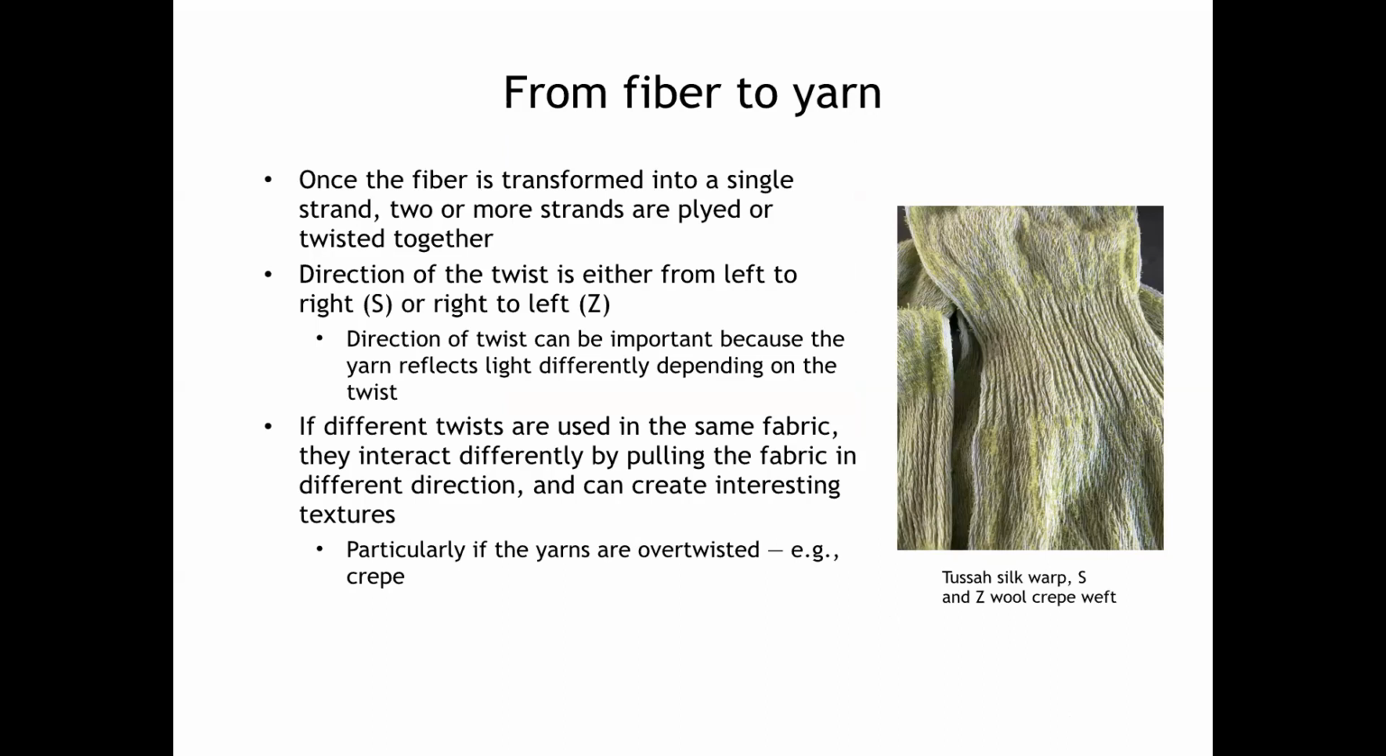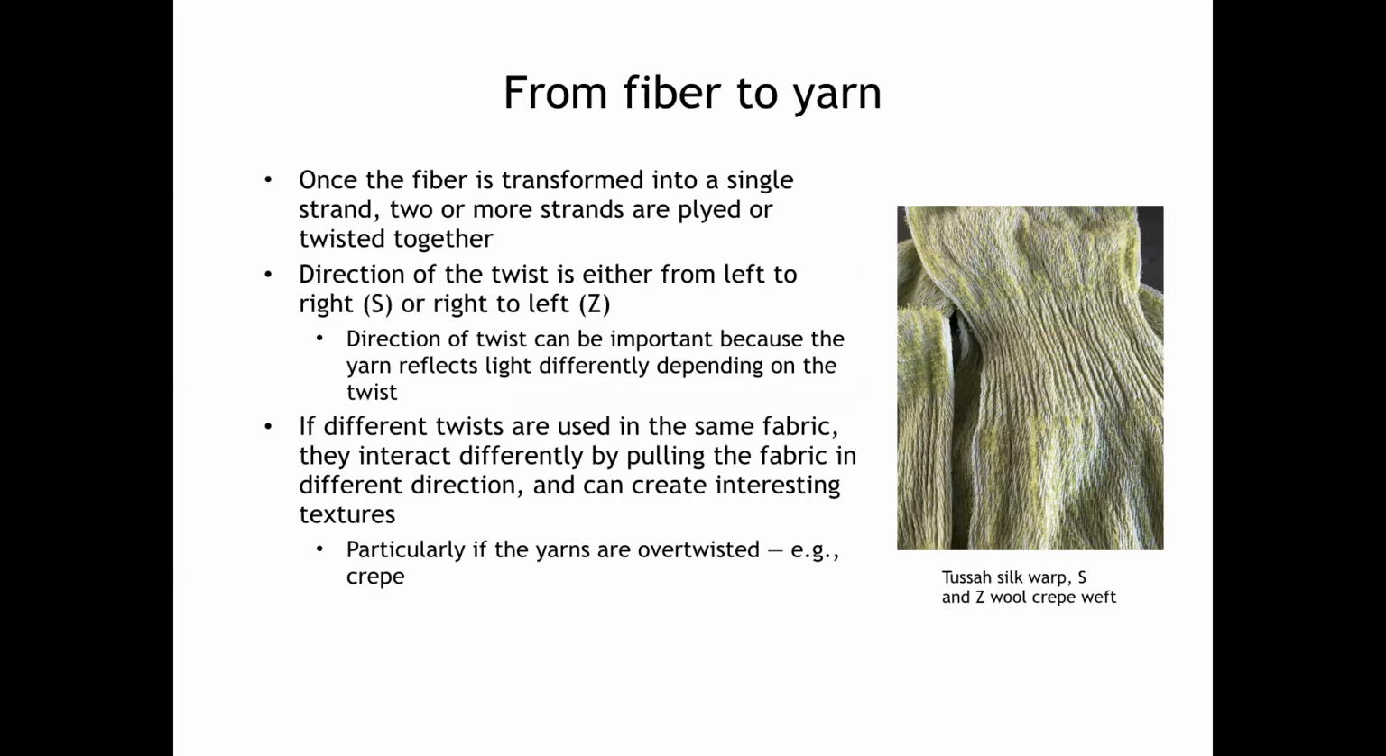Once a fiber is transformed into a strand, then two or more strands are plied or twisted together. And the interesting thing about this, and I'm not going to spend a lot of time on it, is that you can choose to twist either in the left to right direction, which is called S, or from right to left, which is called Z. Why does that matter?